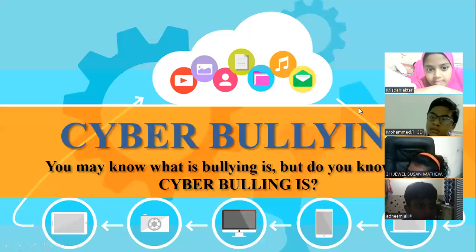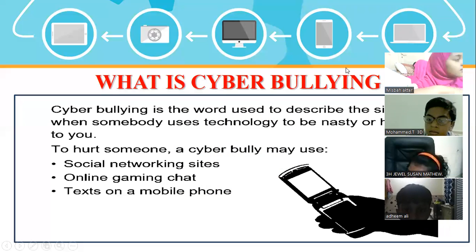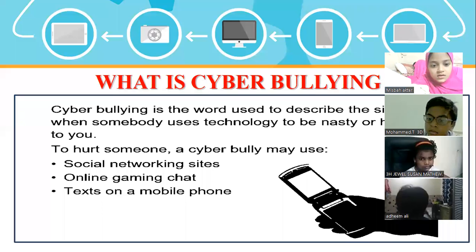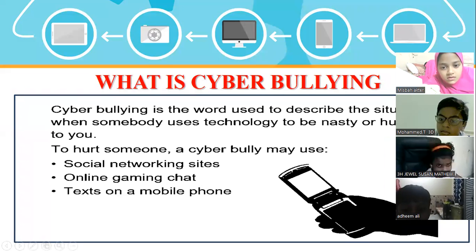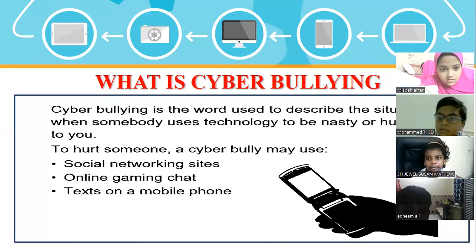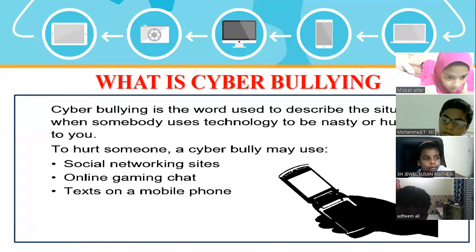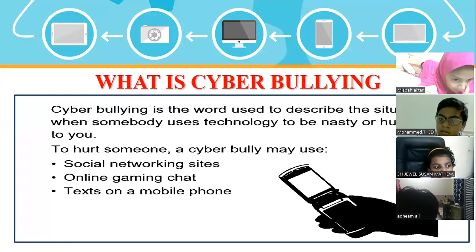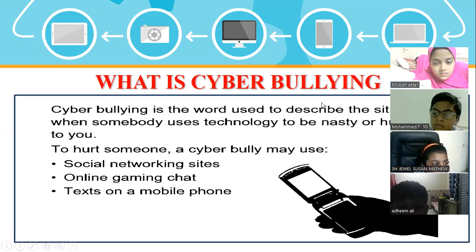The same thing can happen in the case of cyberbullying also. So what is cyberbullying? It is the word used to describe the situation when somebody uses technology for bad things like hurting you. And it can happen on social networking sites, in online games, or just in our text messages. In WhatsApp, Facebook, Messenger, Twitter, wherever it is. We have a large number of groups there, right? We will be having our families there. We'll be having our friends there, right?